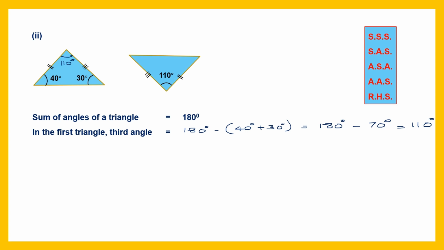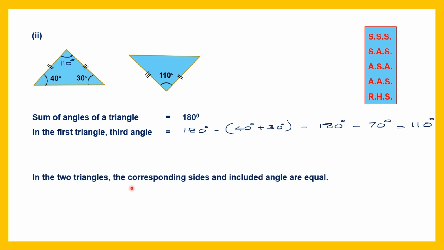Now can you see there are two sides and the included angle. Here also we have two sides and the included angle, and in both the triangles the corresponding sides and the included angle are equal. So we can say that in the two triangles, the corresponding sides and included angle are equal.